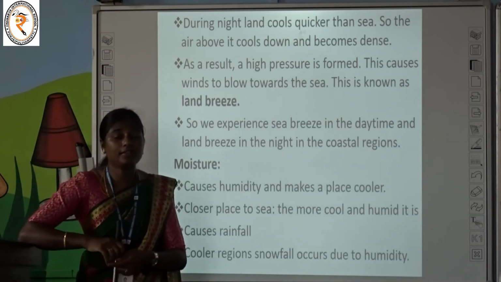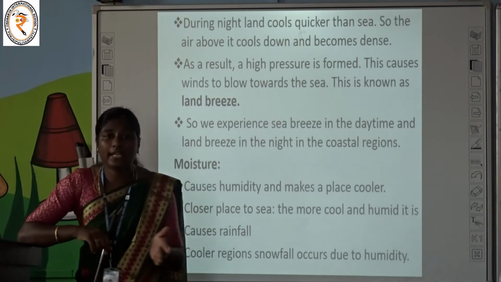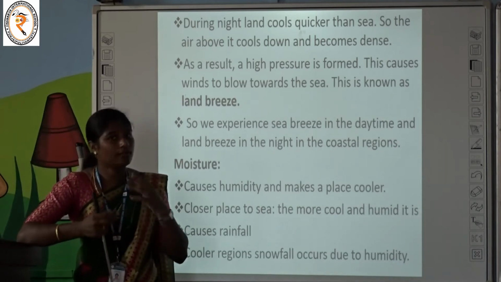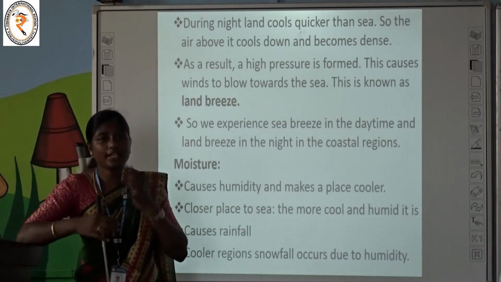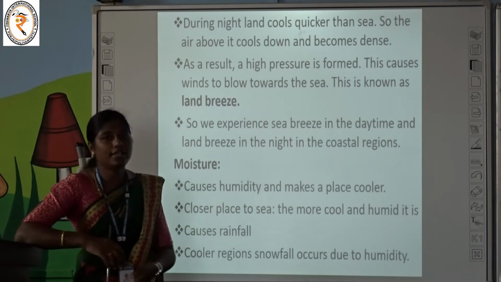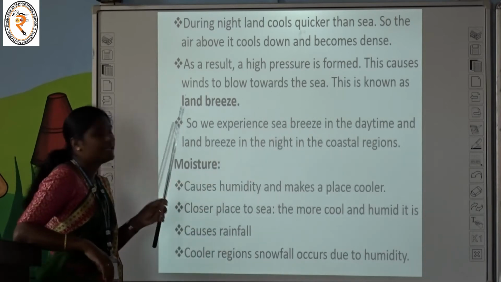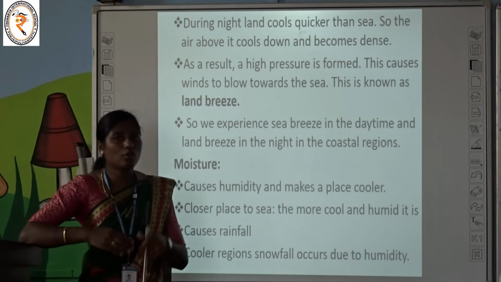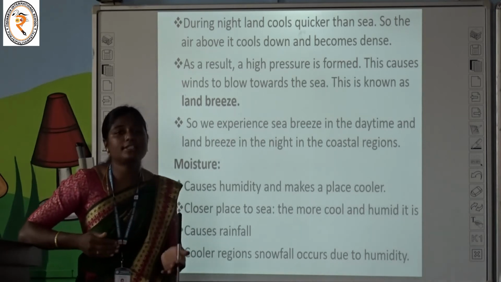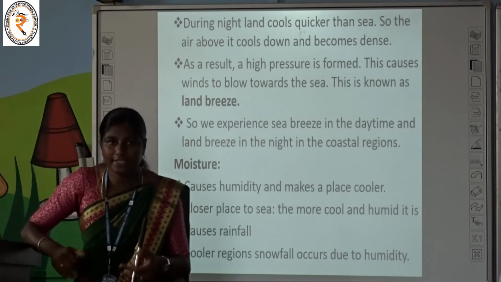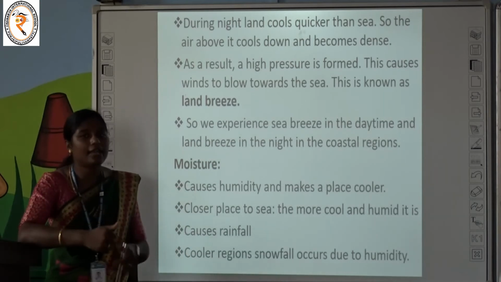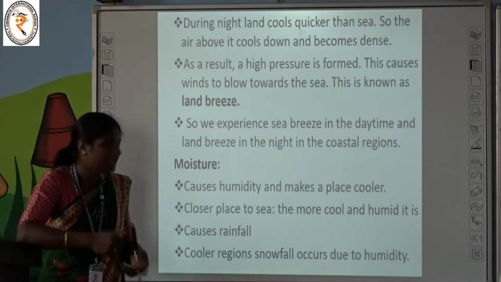So, when comparing to the sea, during night time the land becomes cooler and the air over the land becomes more dense, and the air blows towards the sea. And this is known as land breeze. So, now can you differentiate what is sea breeze and what is land breeze? Understood? Sea breeze we can feel during daytime and land breeze we can feel during the night time.